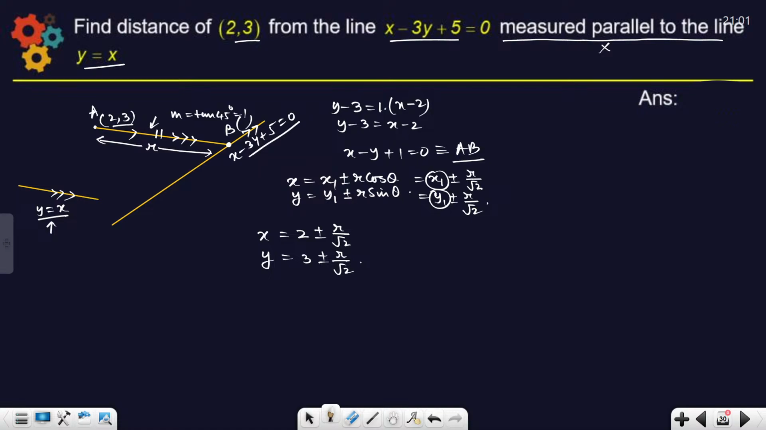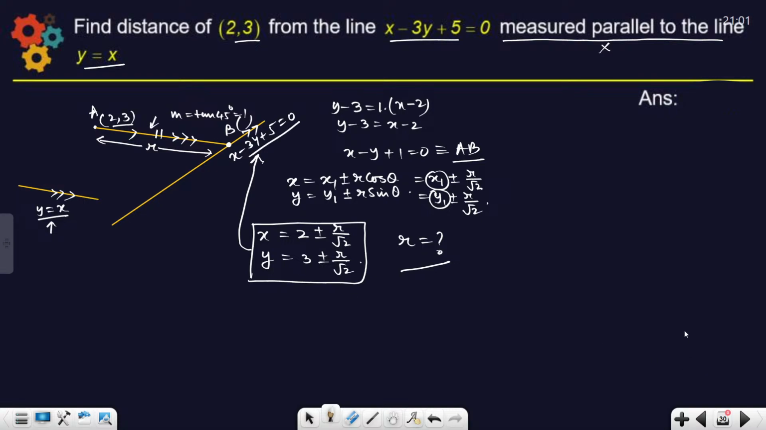Is it clear? So now you simply put this x and y in this equation. The moment you put this x and y in this equation, you are going to get the value of r. Is this clear? So that's the magic of using the parametric form. You can do it directly. Though it's a simple question, in the coming questions you will find it difficult if you don't use the parametric form.